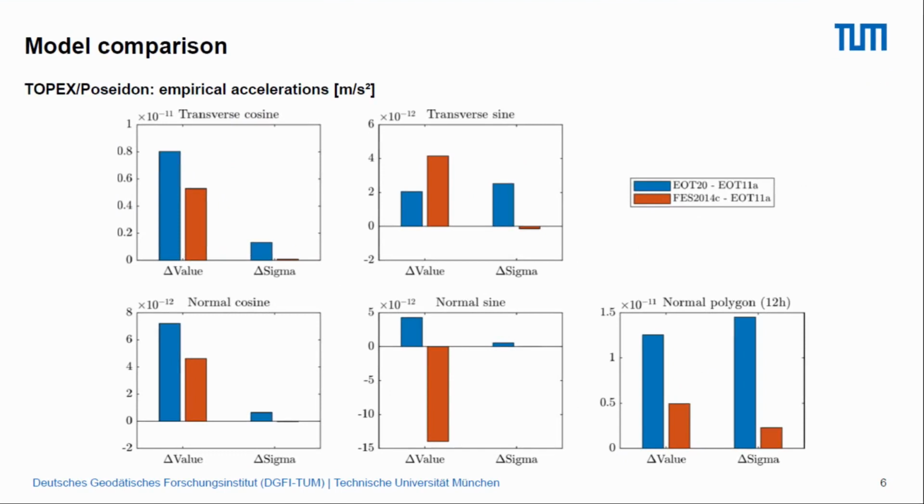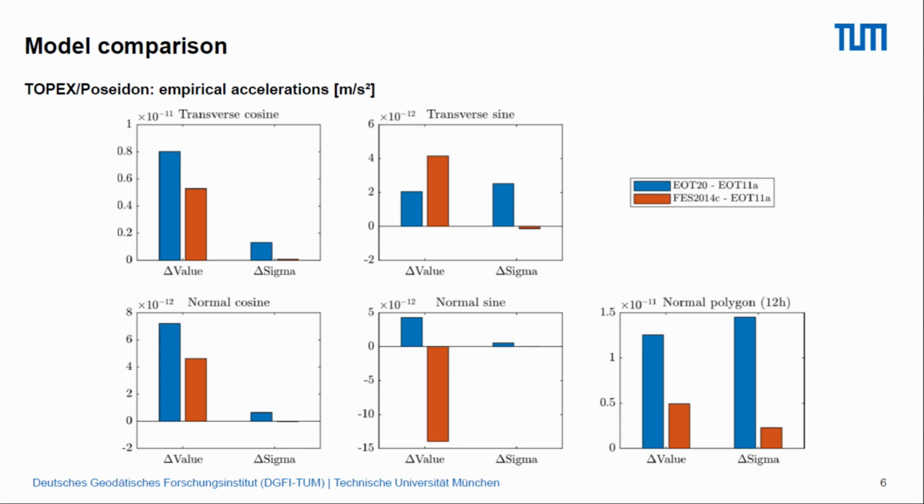Here you can see the empirical accelerations of the Topex/Poseidon orbit. In the top left, I show the transverse cosine. In the top middle, the transverse sine. And in the bottom line, the normal cosine, normal sine, and a normal polygon. A polygon means that each empirical acceleration value is estimated every 12 hours, and cosine and sine values are estimated once per arc.